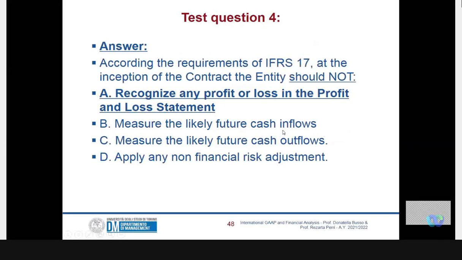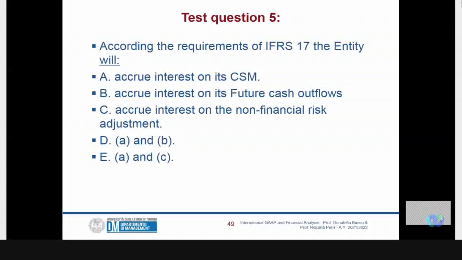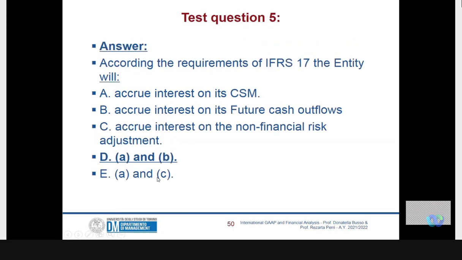Again, A should not recognize profit on the first day. According to the requirements of IFRS 17, the entity will accrue interest on the contract service margin, on future cash outflows, or on the non-financial risk adjustment: A and B, or A and C? A and B. We accrue interest, or use the time value of money concept, both on the contract service margin before we amortize it, and of course on the future cash outflows because we discount them to the present.